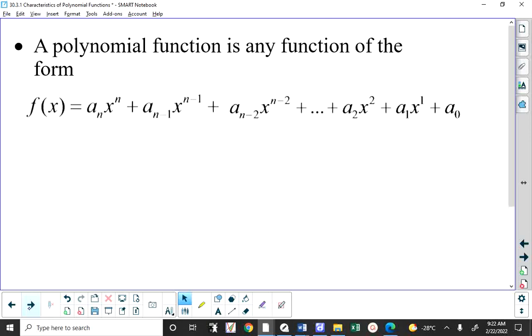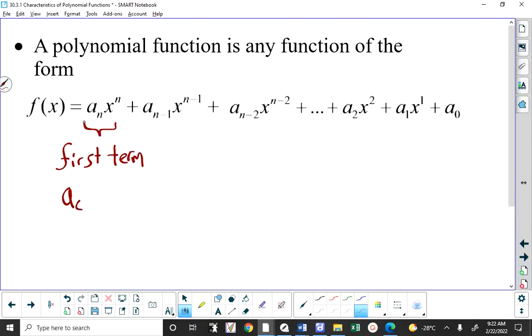What I want you to note about this first term, we could call it term 1, or the first term. And you can write this down or not. It doesn't matter. This is going to all come together and it will make sense to everybody eventually here in about 10 minutes or so. What you need to understand about this first term is that a sub n is just the coefficient of the first term.